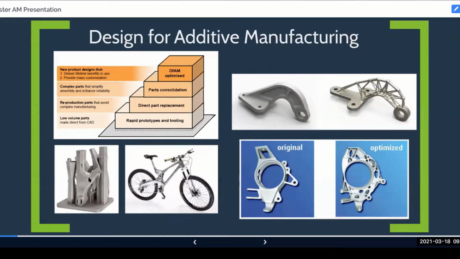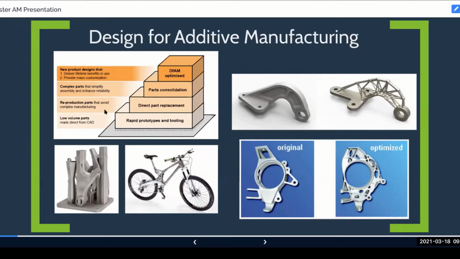But this is the other part of design for additive. You want to minimize the support material usage, right? And you want to maximize how you put parts on a bed. So you have to understand the limitations of how that's being used. In the world of DFAM, it's the very tip of the pyramid, if you will.